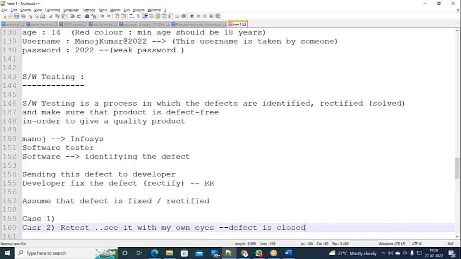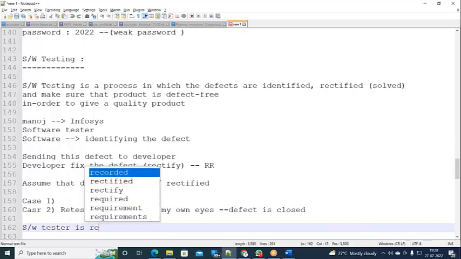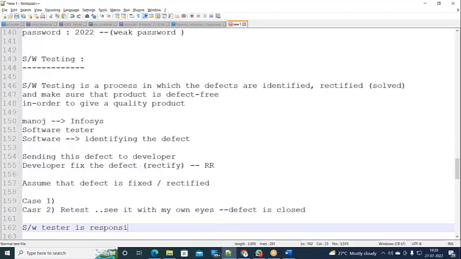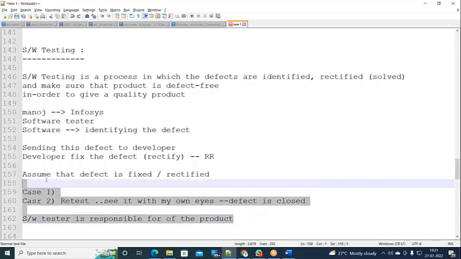Case 2. Because however much confidence you have in the developer, you should never just trust them. You have to test it yourself because you are responsible. When I say you, I mean the software tester. The software tester is responsible for the quality of the product. If the quality is bad, nobody will go to Radhika Reddy and ask why there is an issue. Everybody will come to Manoj and say, we are giving you so much money, why is there an issue? So you have to be 100% sure about it. So you have to do the retesting. This is what happens.